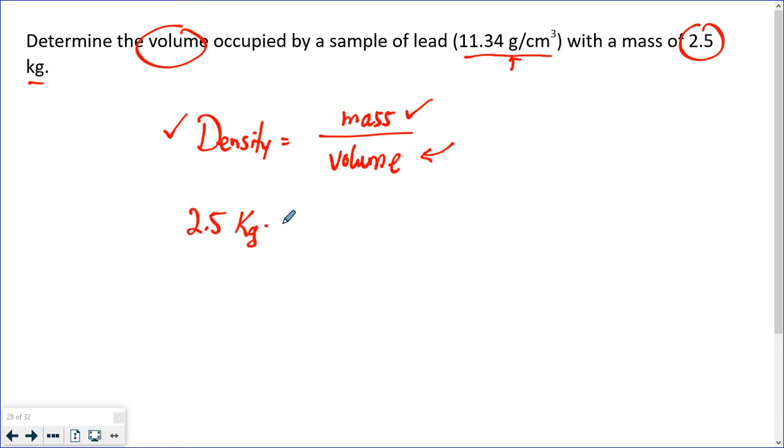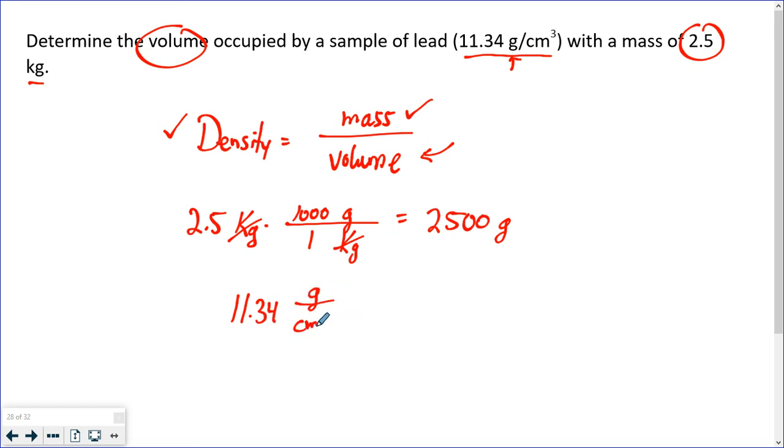You can look at your little chart again, see if you can set that up. Kilograms on bottom, grams on top. 1,000 grams equals 1 kilogram. These cancel, and I'm left with 2,500 grams. Now this is going to be plugged in for my mass here, and I plug in my density on this side. So I get 11.34 grams per cubic centimeter. That's my density in the density spot, equals my mass, 2,500 grams, divided by my volume. I'm just going to call my volume V. We're going to solve for that variable.